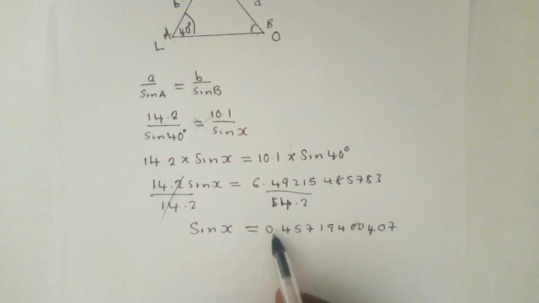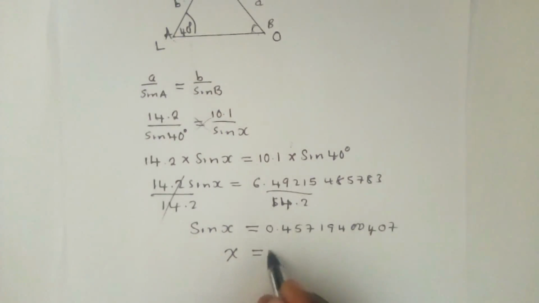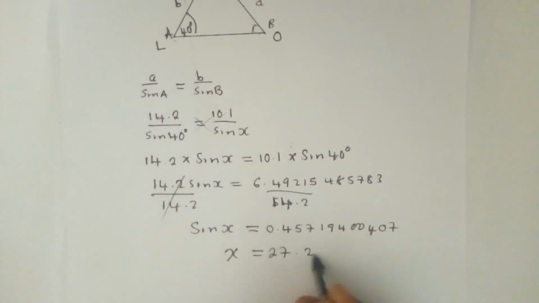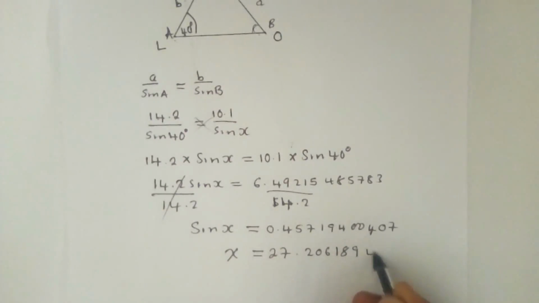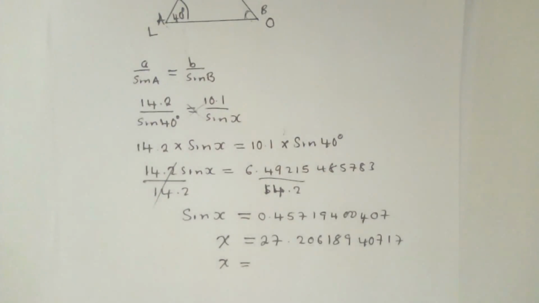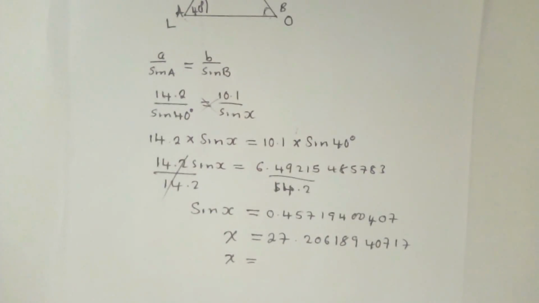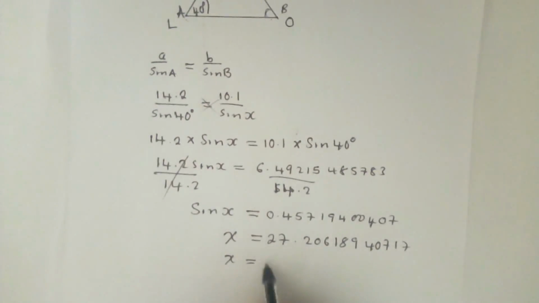Now we can find the sine inverse. So on your calculator, press sine inverse. So sine inverse will cancel sine here, we'll remain with x. So it's sine inverse of whatever you're able to see this side. Your answer will be 27.206189407. So remember, at the front of your question paper, it's written that when you're dealing with angles, you will leave your answer in one decimal place. So it's supposed to be like this.